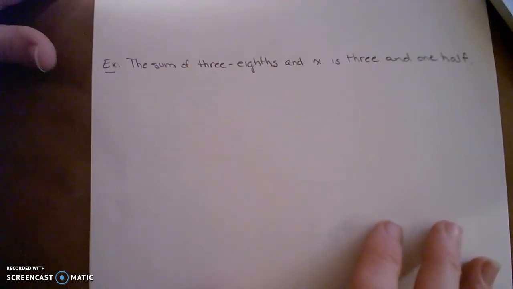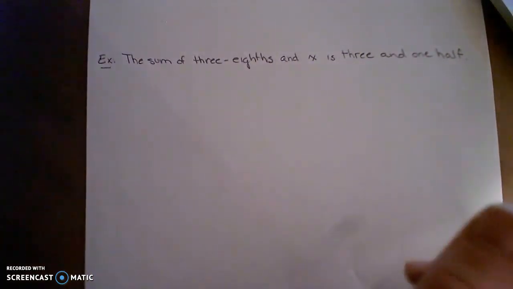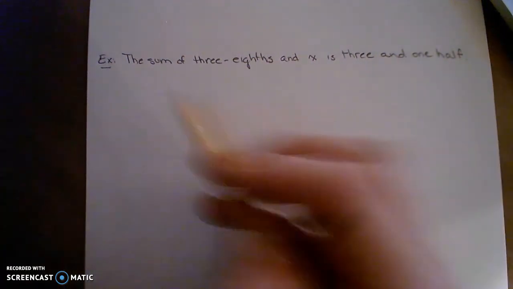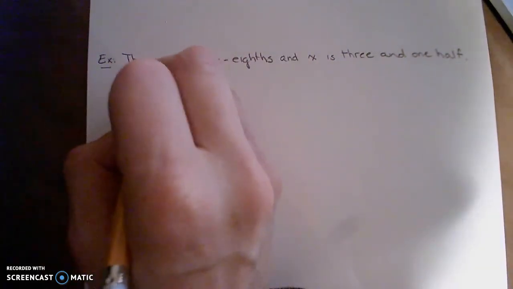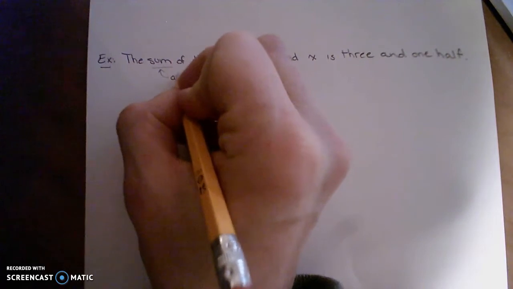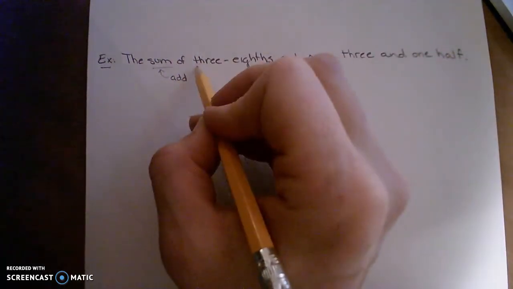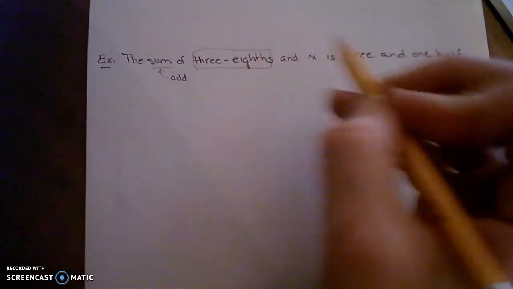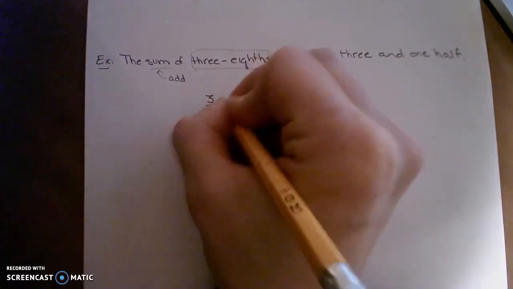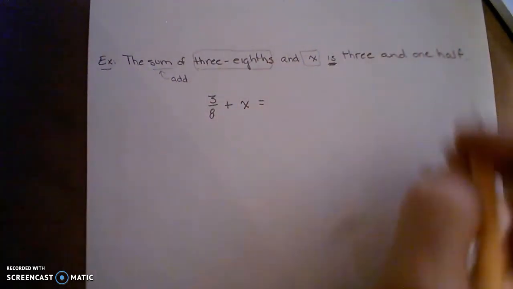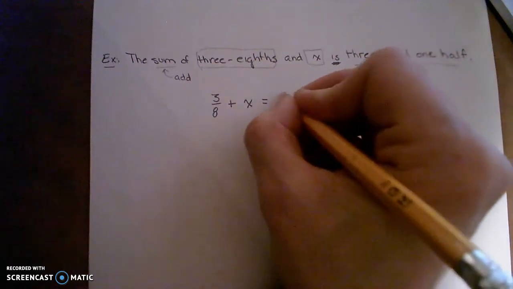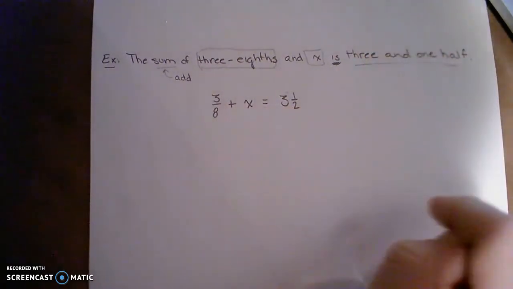All right, one more example. And why don't you pause the video here and see if you can complete this one on your own and then check your answer. The sum of 3/8 and x is 3 1/2. All right, the sum, this indicates that we're going to be adding. And what are we going to be adding? These two quantities, 3/8 and x. The sum of 3/8 and x. So I will write 3/8 plus x. All right, is, that's my equal sign, 3 1/2.